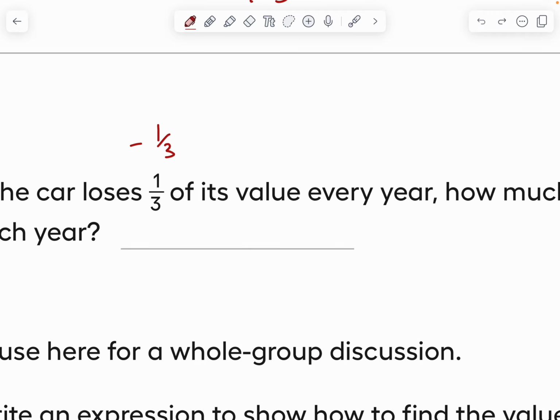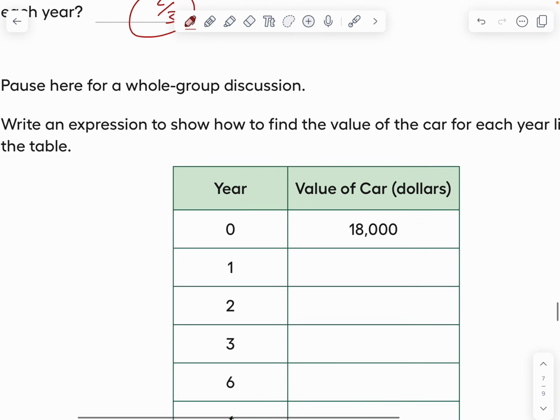And let's say it's initially 100%. Well, minus 1/3, we want to write that as 1.0, sorry, 100%. Okay, that would be 2/3. So it's still worth 2/3 of its value every year. Okay, so we're going to figure that out.